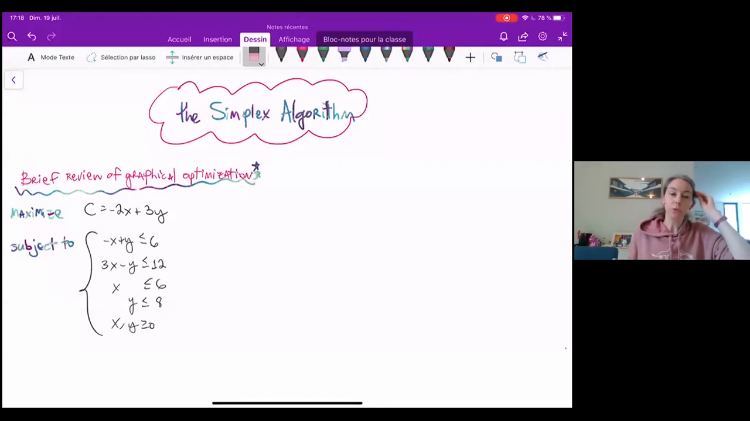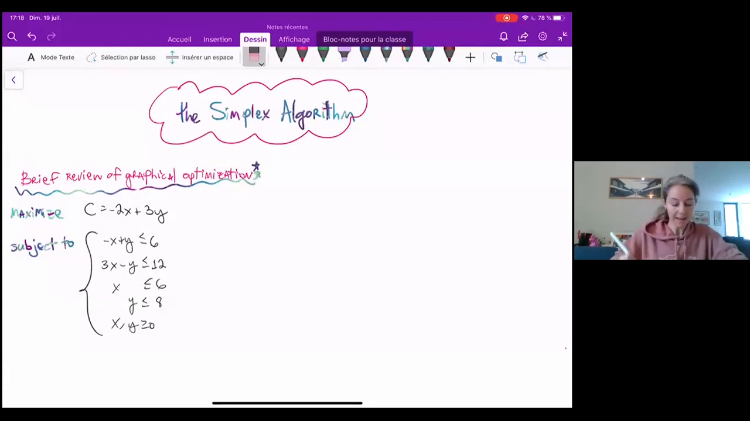But in order to do that, we're going to start off by doing just a brief review of graphical optimization. The reason for this being that the Simplex algorithm tries to mimic the methods that are used for graphical optimization, but in higher dimensions than 2 dimensions, where we would be unable to really graph the region in question. So we're just going to do this brief review really quickly.